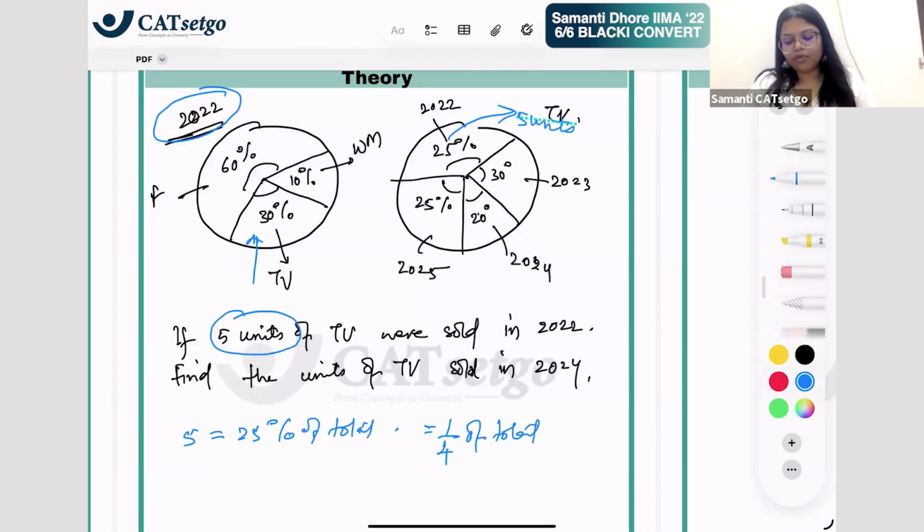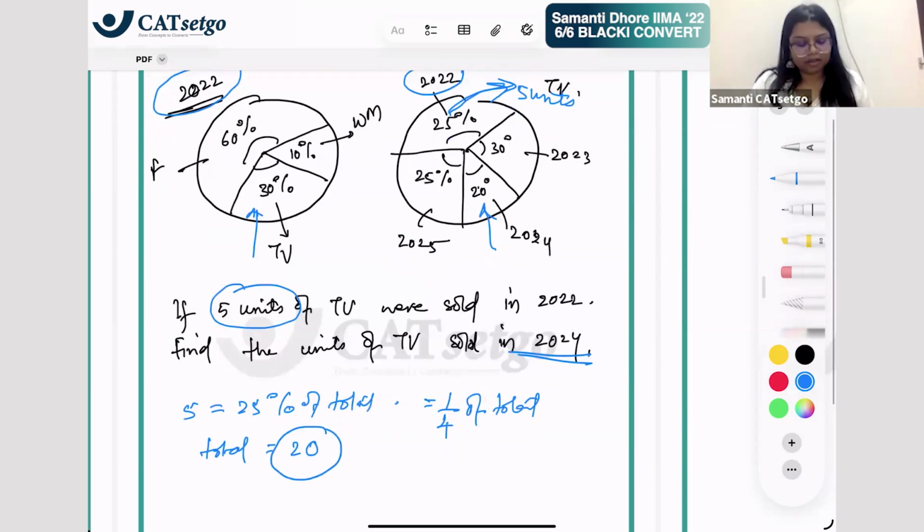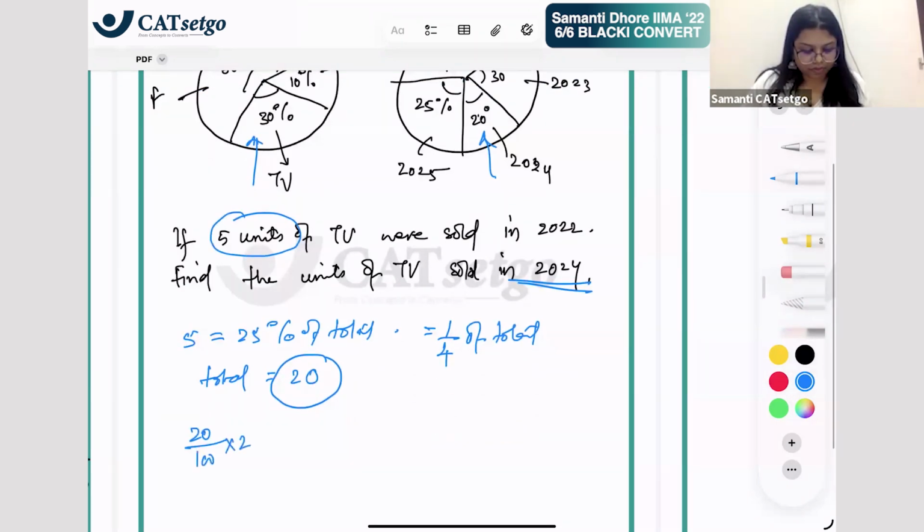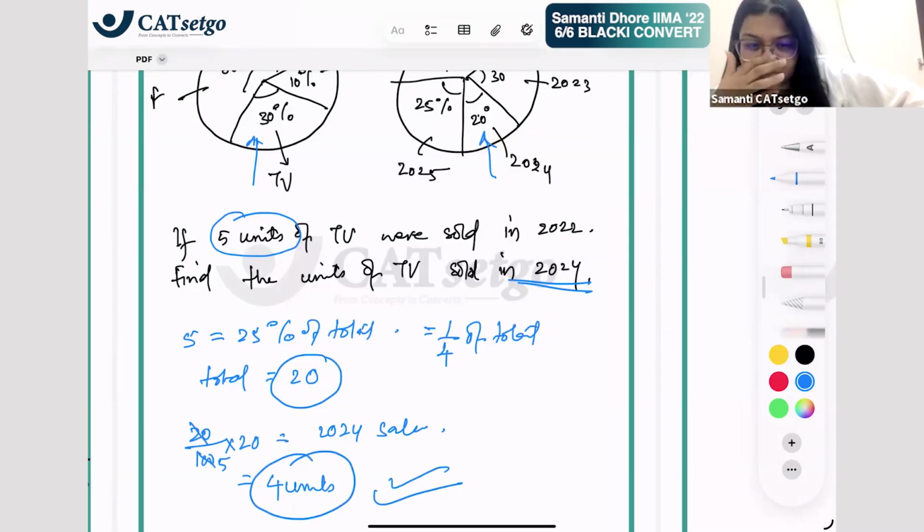Right? If 2022, 5 units were sold, so I know that 5 units is 25% of the total TV sold, right? Across 4 years. So I know the total TV sold in the table 2 is 20. And in 2024, 20% of this 20 is 2024 ka sale, right? So you are like, okay, 4 units. Understood? Okay. So it's a very easy thing, right? This is how you solve.